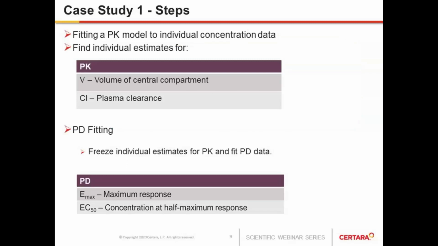For the first case study, we'll be performing the following steps. The first is fitting a PK model to individual concentration data, finding individual estimates for PK, that is volume and clearance, and then we'll be doing a PD fitting by freezing the individual estimates for PK and fitting the PD data. And we'll be measuring the response for the PD data.